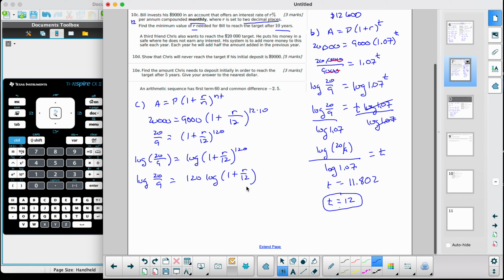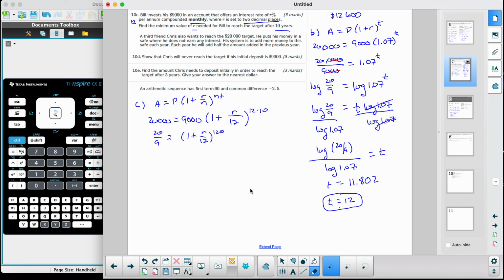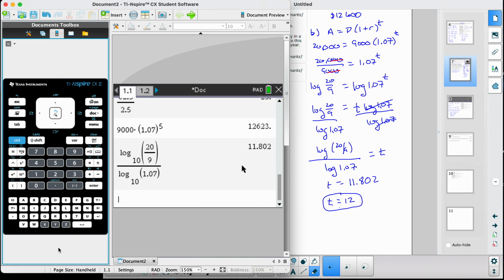Actually, no, because then I can't get rid of the r over 12. We're going to graph it on this one. I can't get the r out of here. Yeah, it's a big pain. My bad. So we're going to graph that. Let's see where they intersect. You could have done 20,000, but 20 over 9 is a lot. You don't have to change your window.